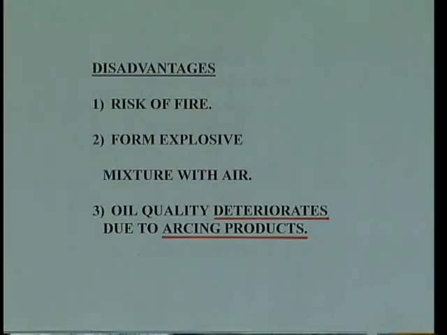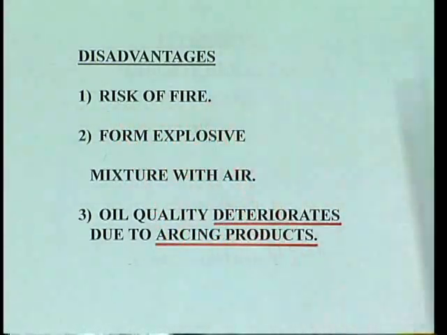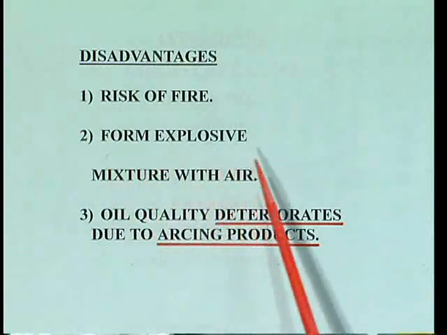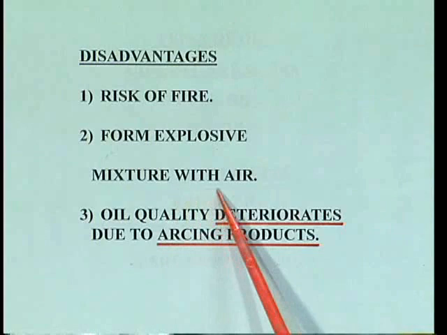So there are disadvantages also. The disadvantages of oil circuit breakers are like this. First, risk of fire. Risk of fire means the oil is inflammable. Due to the inflammable oil, there is a risk of fire. Second, it forms an explosive mixture with air. The hydrogen gas which evolved during arcing combines with air and forms an explosive mixture.